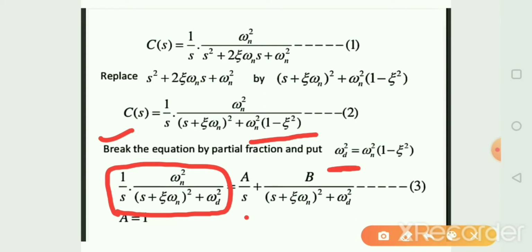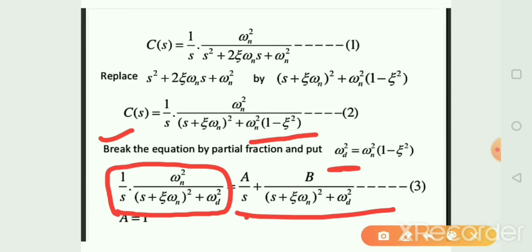Now this is C(s), and here we have to find C(t) in the time domain. So we want to take the inverse Laplace transform of this equation, but it is not easy to apply. So we want to change this term into an easier form so that we can take the inverse Laplace transform easily. Now we take partial fractions for that.